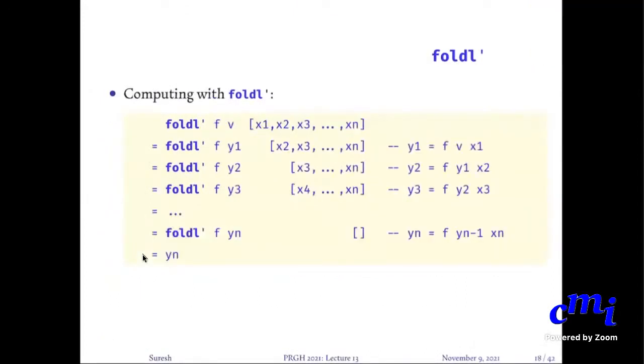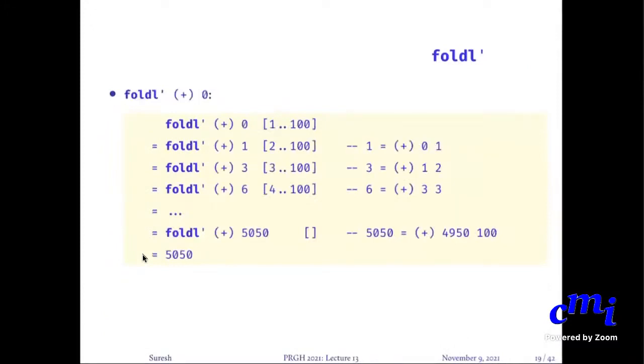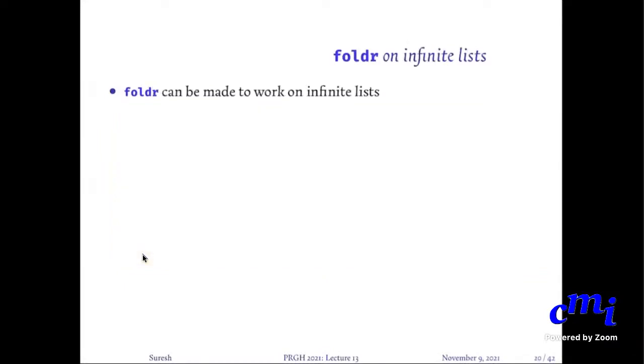Yeah, this is just telling you how fold L prime works. We saw this last time, and you see that these numbers are evaluated as you go. Now coming back to this point, which I said: the function f in fold R might sometimes not require the second argument, in which case you don't need to make the recursive call, and that allows you to do fold R on infinite lists.